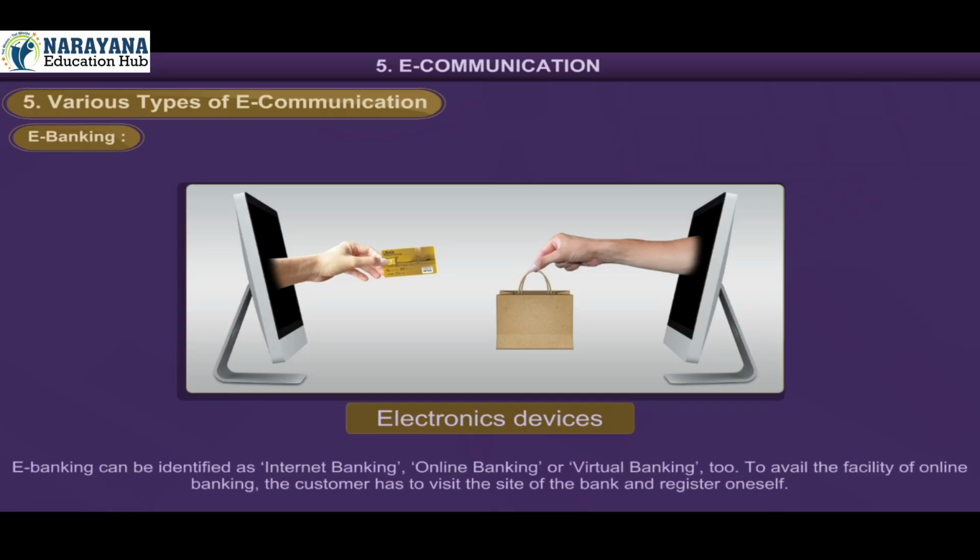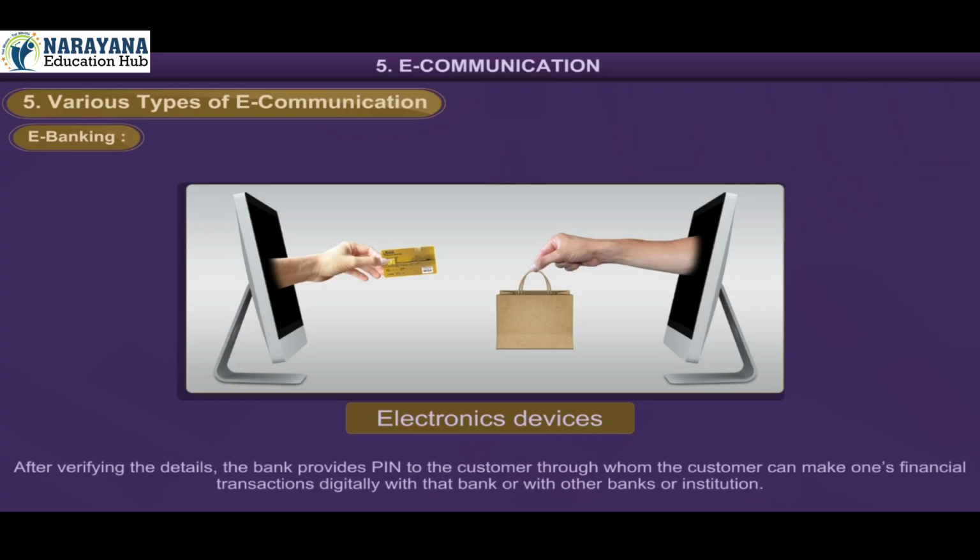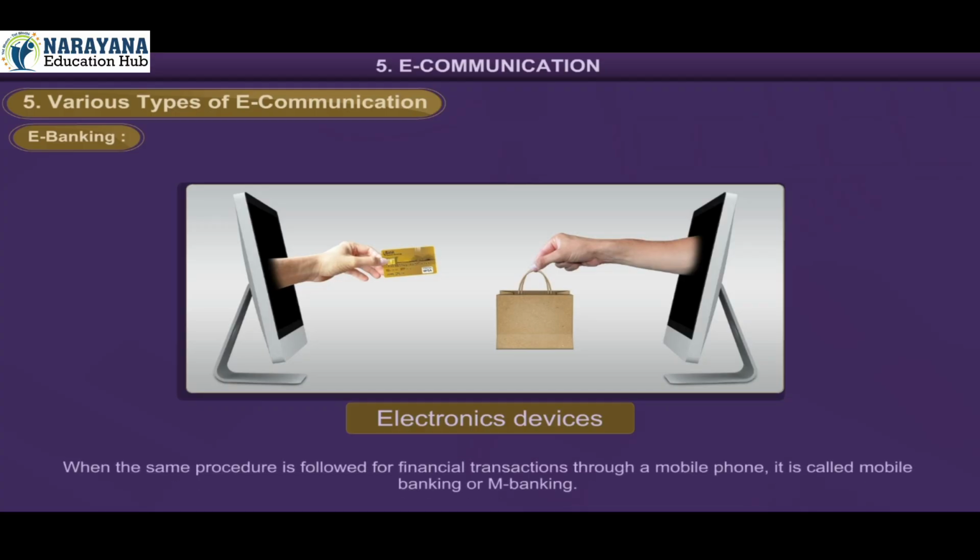To avail the facility of online banking, the customer has to visit the site of the bank and register oneself. After verifying the details, the bank provides PIN to the customer through which the customer can make one's financial transactions digitally with that bank or with other banks or institution. When the same procedure is followed for financial transactions through a mobile phone, it is called mobile banking or m-banking.